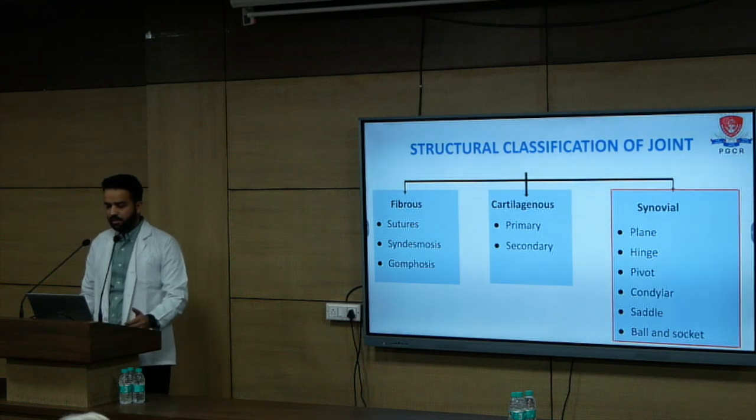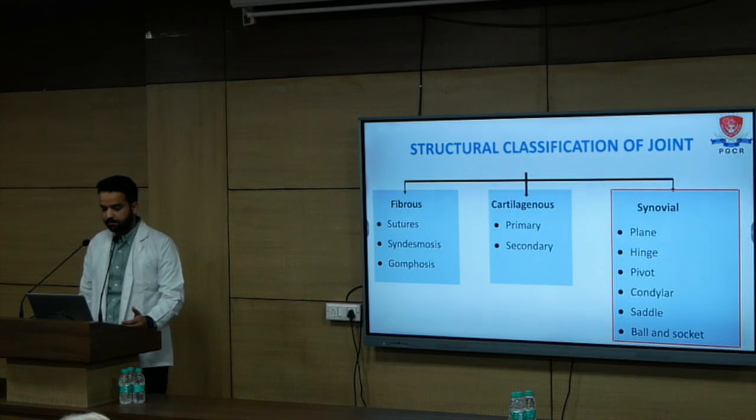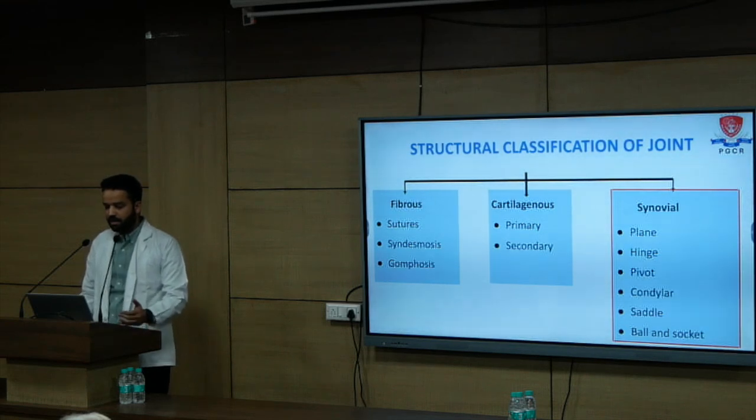The cartilaginous joint is subclassified into primary and secondary. Primary is found in the growth plates and costal cartilage, and the secondary cartilaginous joint is found in the pubic symphysis. The third and the major type of joint present in the body is the synovial joint.